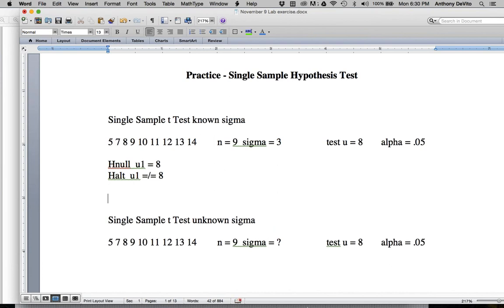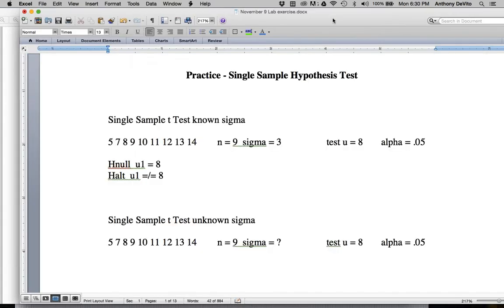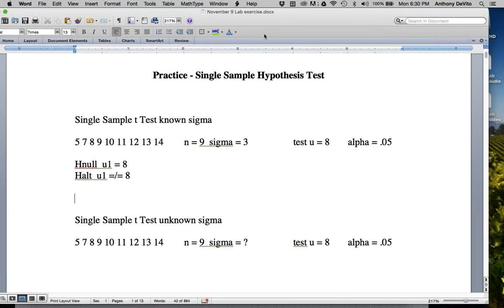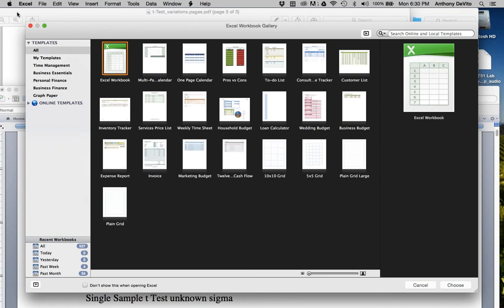Okay, so how are we going to do this? Well, let's get Excel up. If you go to Blackboard, there are only 9 numbers. You can either type them into Excel, or you can open up a version of it that I've given you.